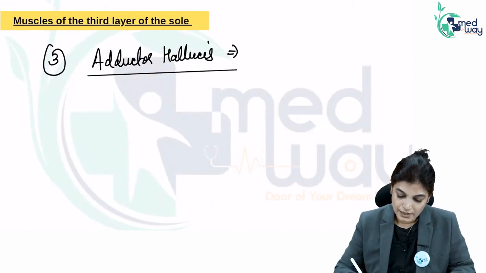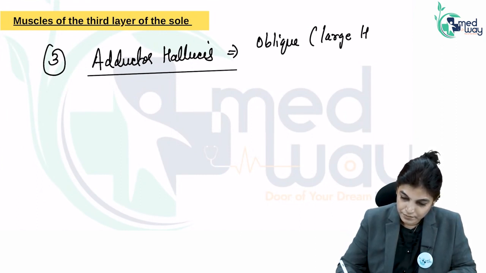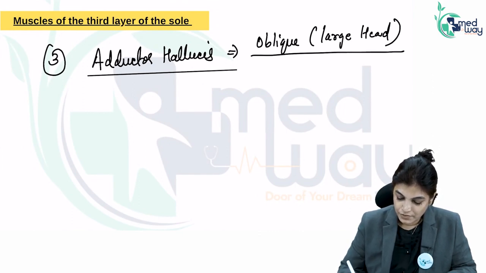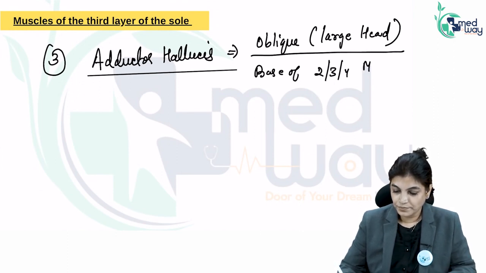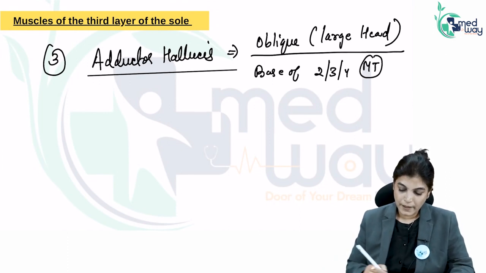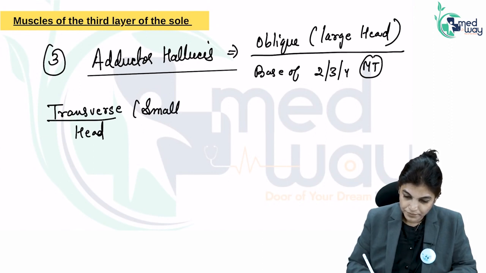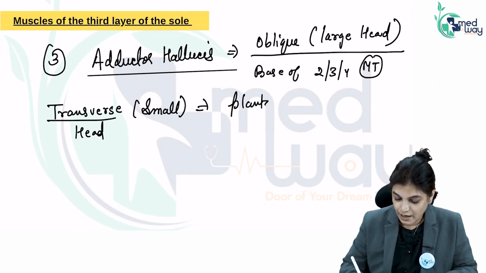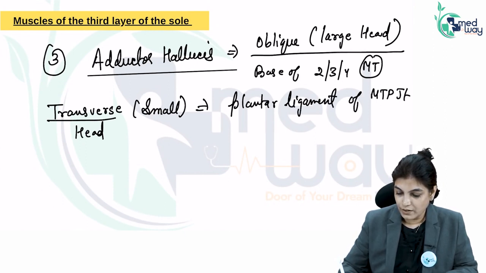Adductor hallucis has an oblique, large head, which arises from the base of the second, third and fourth metatarsal bones. The transverse head, which is a small head, arises from the plantar ligaments of the metatarsophalangeal joints of the third, fourth and fifth toes.